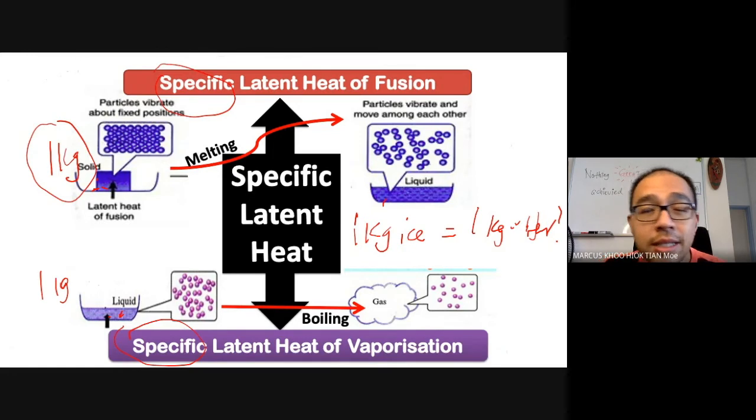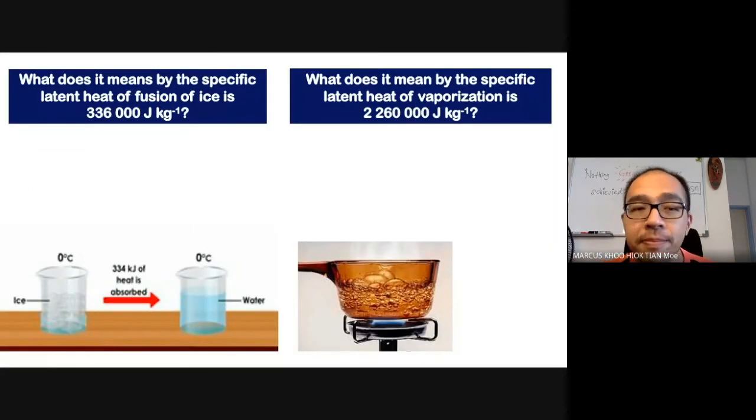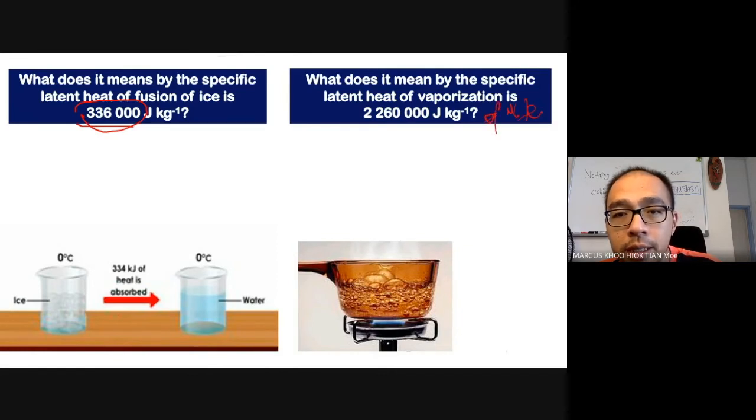Something interesting to think about. It's absorbing all this heat by changing from ice to water, but 1 kg of ice, when it all melts, does it become 1 kg of water? What do you think? So what does this number mean? 336,000 joules per kilogram. What does it mean? What does it mean by the specific latent heat of vaporization of water?